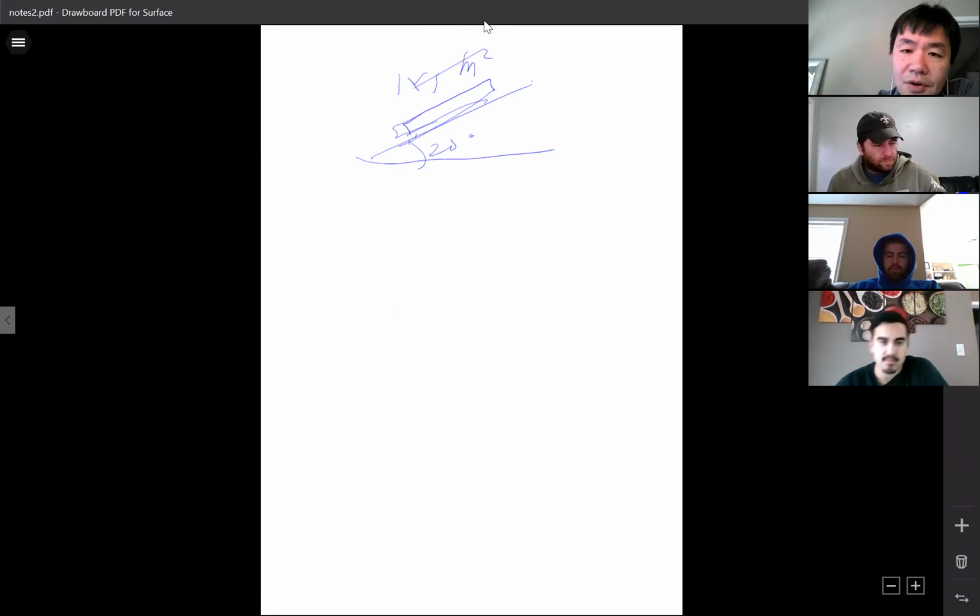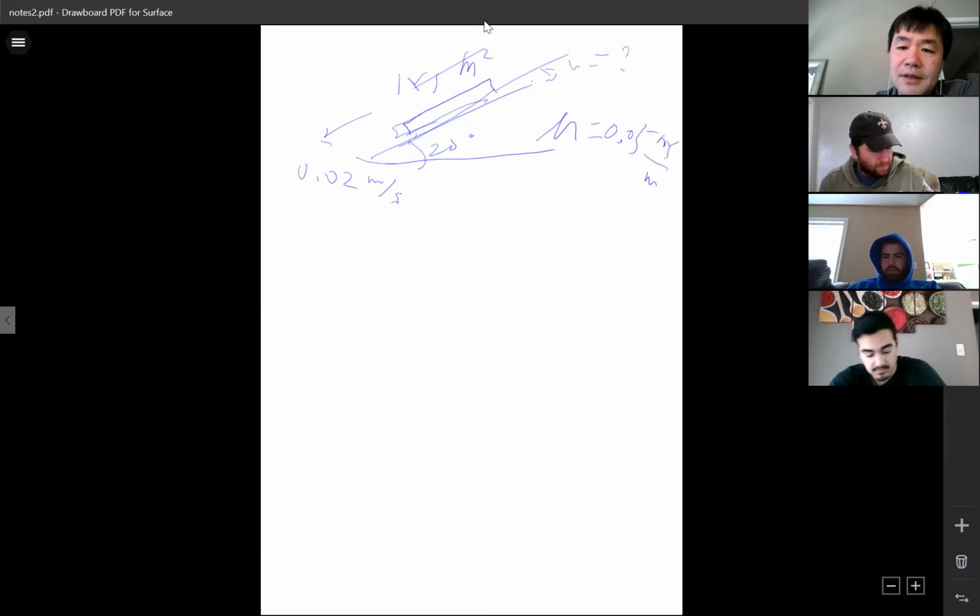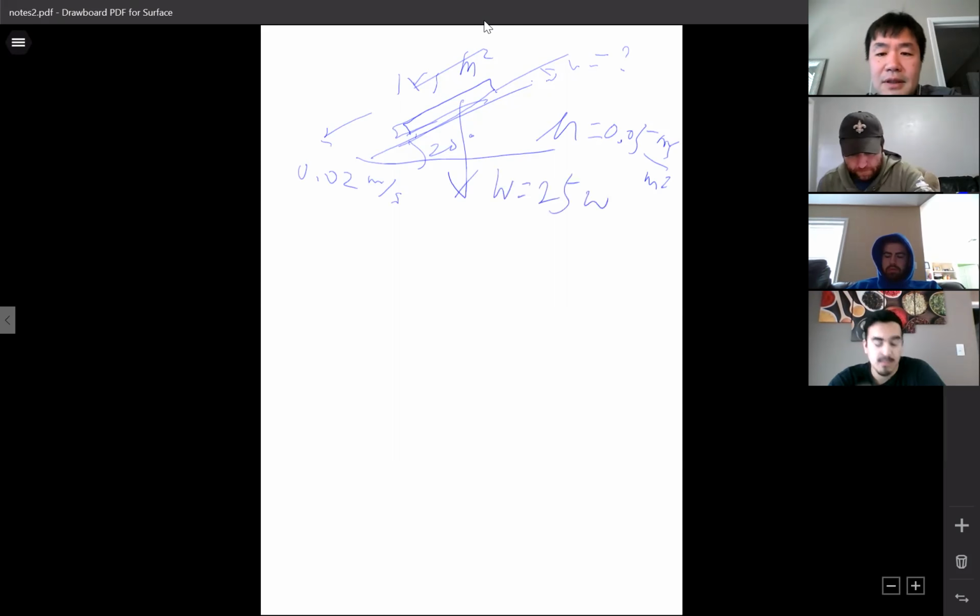Okay, so I want you to calculate the thickness of the film H, right? The moving speed is 0.02 meter per second. Okay, so what else? The viscosity is 0.05 Newton second per meter square. Okay, so I guess these are all the values you need. Okay, the weight is 25 Newton. The W is 25 Newton for this block. Okay, go ahead.